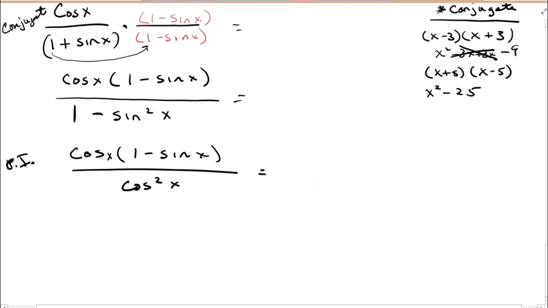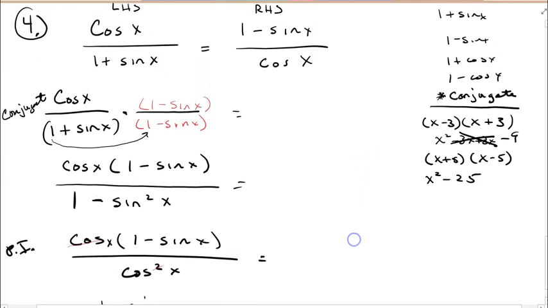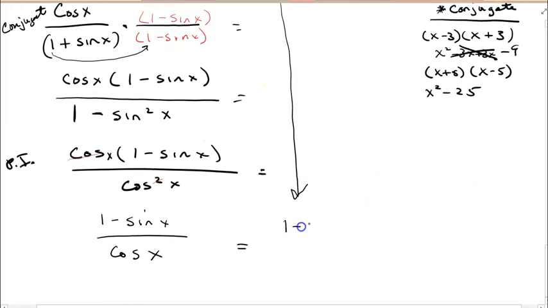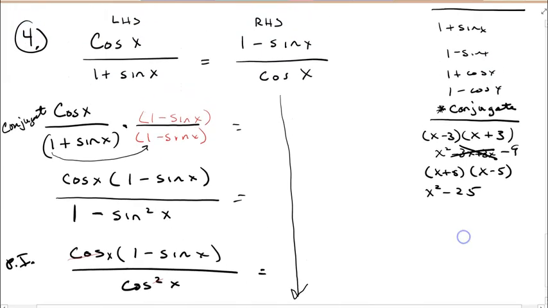Oh, cancel away. Cosine x takes away one of those cosine x's. I got 2 of them though, so I'm left with 1 minus sine x. That's why I didn't distribute, because I knew I could see it was going to cancel. Hey, what was that right-hand side again? Yeah, look at that. 1 minus sine x over cosine x. Done.